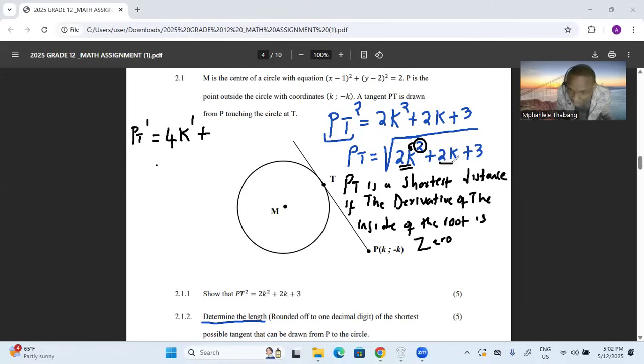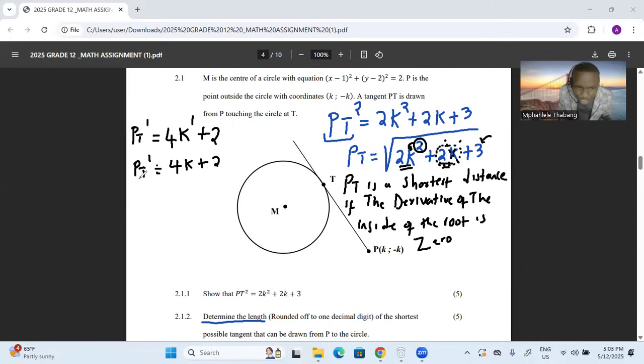now you derive 2k. Don't forget, I'm deriving the inside of the root. The derivative of 2k is actually 2. You just hide the k and you are left with 2. And the derivative of 3, a constant number, is 0. So PT prime, referring to the inside of the root, is 4k plus 2.